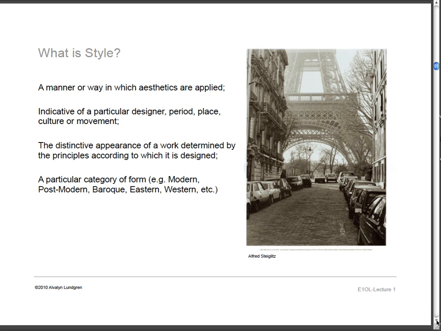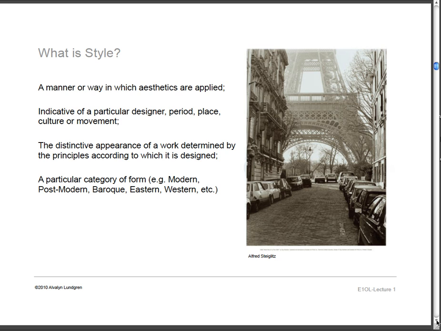So style, then, or a person's personal aesthetic, is the manner and way that they apply the aesthetics. They take those forms, they take those principles, they put them together to create a visual result. A style indicates a designer. We can look at, let's say, Milton Glaser, who's a very well-known graphic designer, or William Morris, a graphic designer, illustrator and interior designer. A style can also indicate a period.